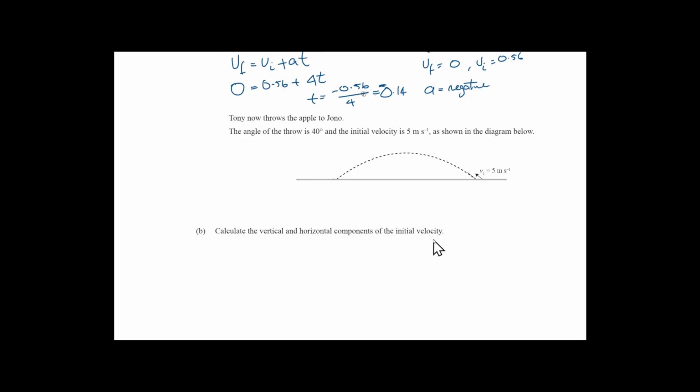So we're going to do a velocity triangle. So it's going to be a right angle triangle. The apple is moving at 5 meters per second in that direction at an angle of 40 degrees. Okay, the vertical velocity is going to be there. The horizontal velocity is going to be there. So how do we do that?